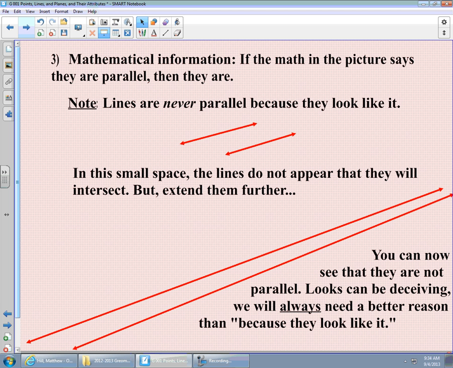These are the exact same two lines positioned exactly the same way, but look at what is happening over on the right side of the screen. If I had a little bit more space and could continue this off the side of the screen, it's pretty clear these lines are going to cross each other. So you can see now that they are not parallel. Looks can be deceiving, but we will always need a better reason to decide parallel or not than because they look like it.